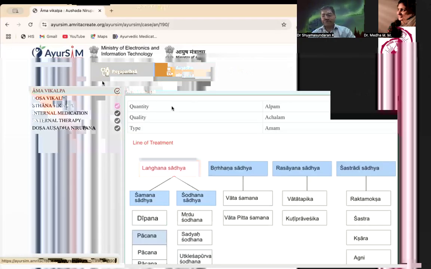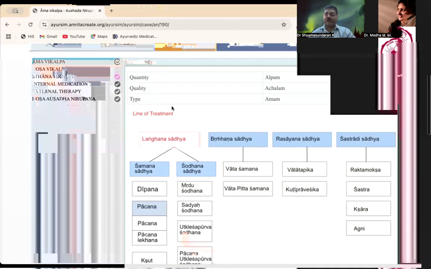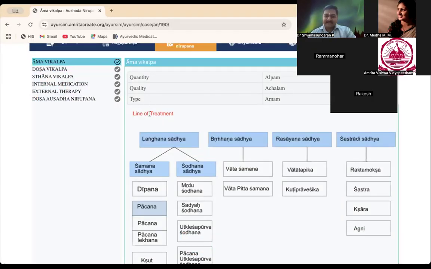Which is nothing but action. So after doing the data collection, with this data you are going to decide the Aushadha Nirupana. But before doing the Aushadha Nirupana, you should first have the idea of Ama Vikalpa, which is how much Ama is there. Is it Alpa Ama, or Madhyama Ama, or Bahu Ama? And what is the quality of Ama? Is it Achala Ama or Chala Ama? And again, the type: is it Vidagdha Ama or Vishtabdha Ama? All of this is very important to plan the line of treatment.